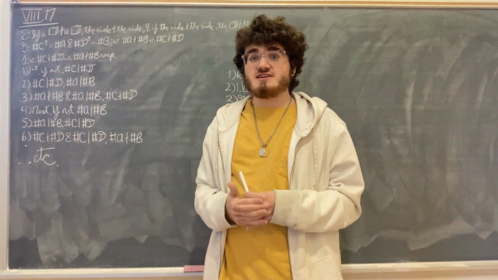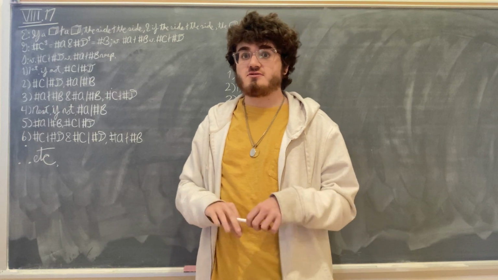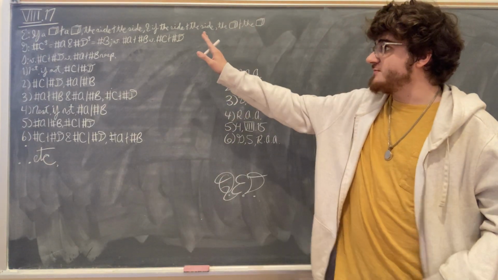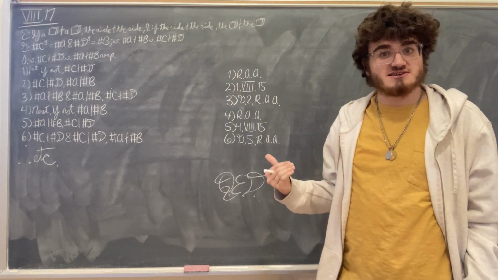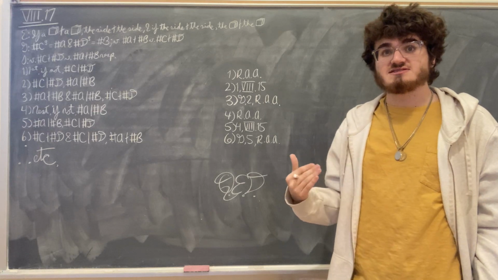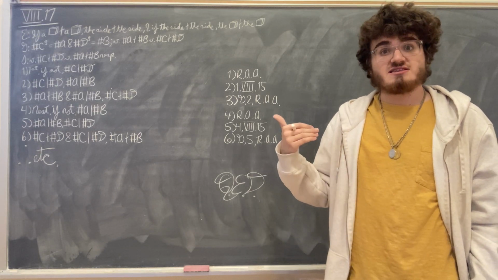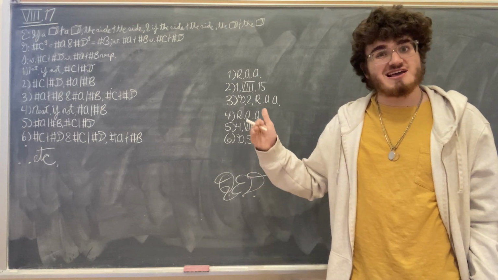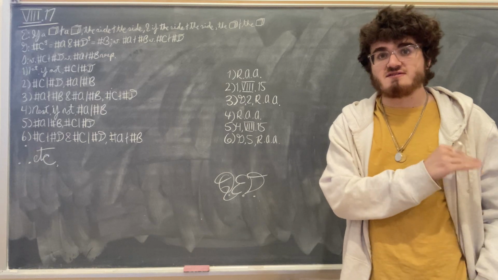Hello! This will be a demonstration of Proposition 17 from Book 8 of Euclid's Elements, which says that if a cube number does not measure a cube number, neither will the side measure the side. But if, on the other hand, conversely, the side does not measure the side, then neither will the cube measure the cube.